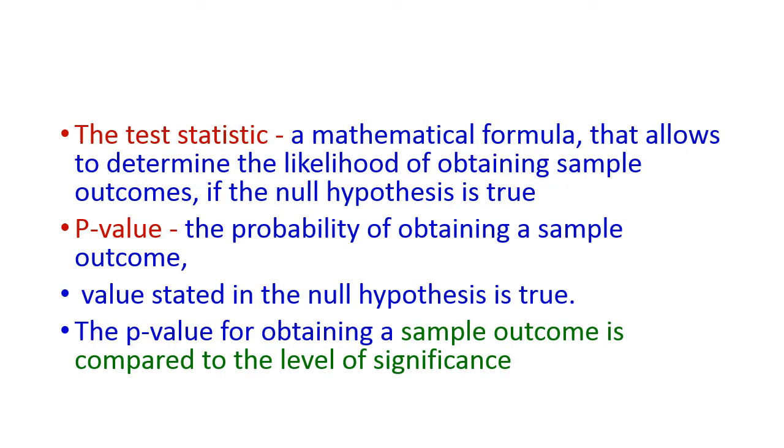The next one is test statistics, which is used to test whether the null hypothesis is true or false. Okay, and the test statistics are the mathematical formula which is used to determine the likelihood of obtaining the sample outcomes. And the next one is p-value. This is the probability of obtaining sample outcomes, that is, if the value stated in the null hypothesis is true or not. That means the p-value for obtaining a sample outcome is compared to the level of significance.